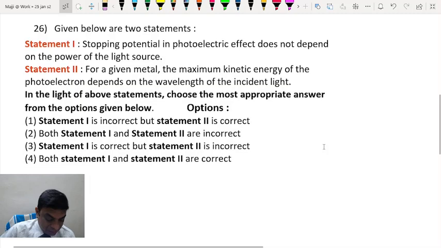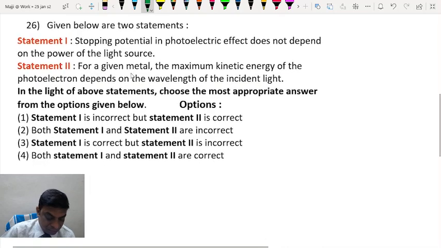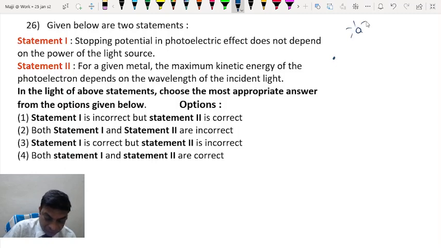Given below are two statements. Stopping potential in a photoelectric effect does not depend on the power of light source. Yes, students, it is true because the power of the light source has to do everything with the intensity, not the energy of each photon. And unless you disturb the energy of each photon in terms of frequency or wavelength, the energy of the photoelectrons will not get affected.